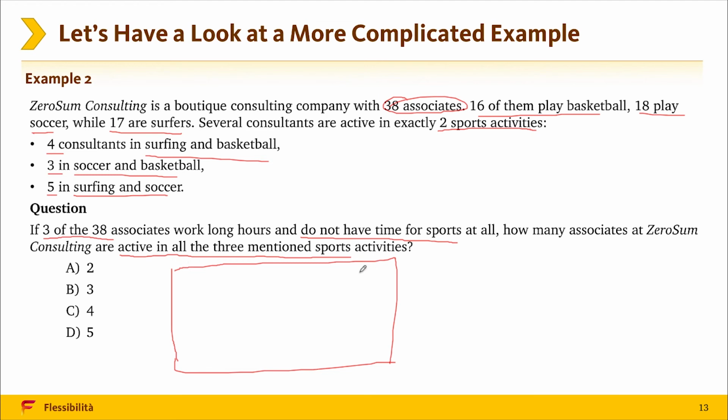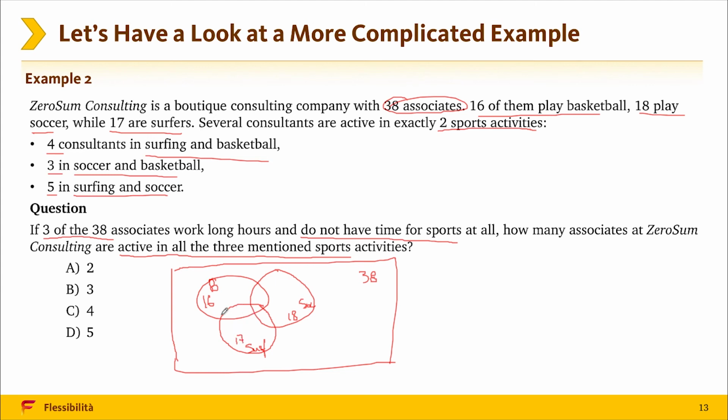The total number of people is 38. And then there are 3 intersecting sets. B, people who play basketball. Soccer, people who play soccer. And then surfing, people who do surfing. Then there are 16 people here, 18 people here, and 17 people here.